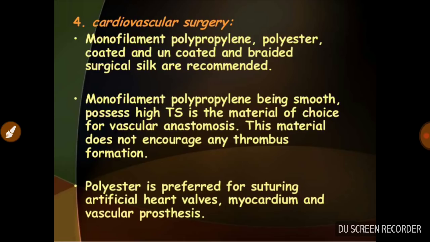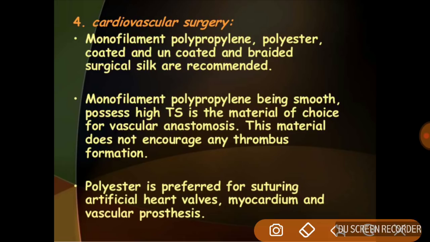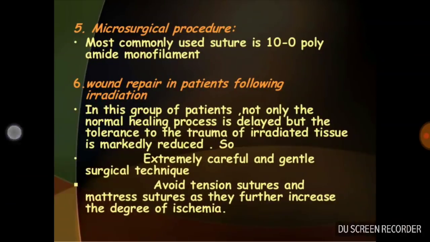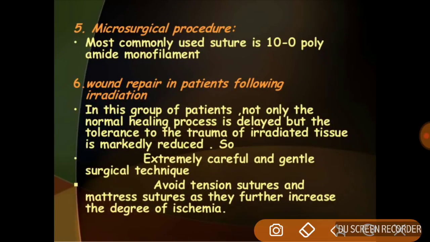Polyester is preferred for suturing artificial heart valves, myocardium and vascular prosthesis. In microsurgical procedures, commonly used sutures are 10-0 polyamide monofilament. As the number increases, the suture material becomes thinner. So if you are going to suture on the face or doing some plastic surgery, you take a larger number suture material because it will be thinner and thus give less scar. Like 6-0 will be thinner than 5-0, 5-0 thinner than 4-0, 4-0 thinner than 3-0, and 1-0 or 0 will be just the thickest one.